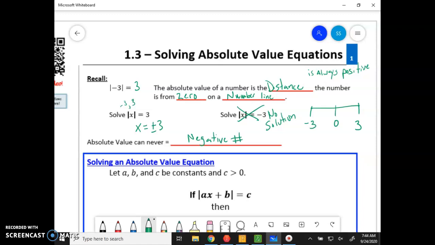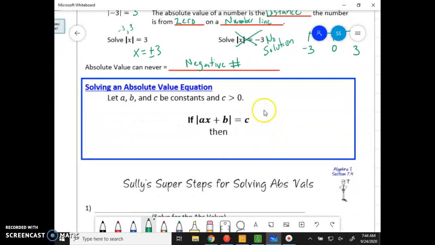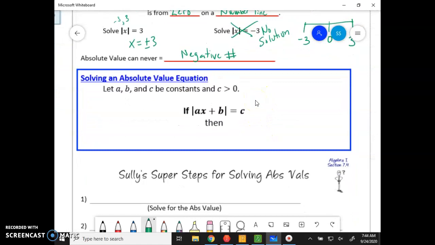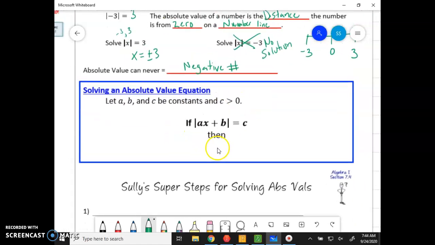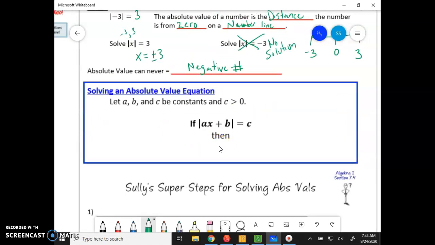All right, so solving absolute value equations. If this doesn't make sense, we'll do an example with some numbers, but hopefully it makes sense to you. Let a, b, and c be constants, so they're just regular old numbers, and c is greater than 0. It can't be a negative number, otherwise it'd be no solution. So if the absolute value of ax plus b equals c, then ax plus b could equal c, or ax plus b could equal -c.